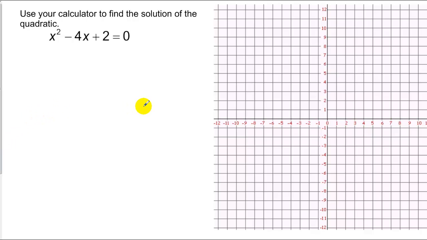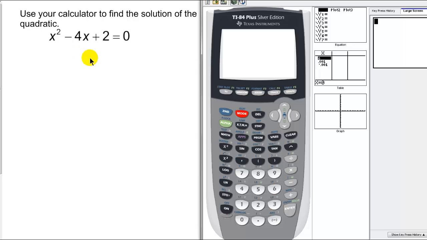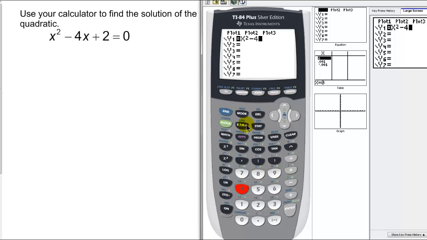Now we're actually going to use a calculator to find the solution of this quadratic, because again, there's nothing that multiplies to a +2 and adds to -4. So does that necessarily mean that there are no x-intercepts, or does it mean those x-intercepts aren't nice clean integers? Well, let's find out. So here's our calculator. I want to go to the y equals portion of it. Now I'm going to plug in x squared minus 4x plus 2.